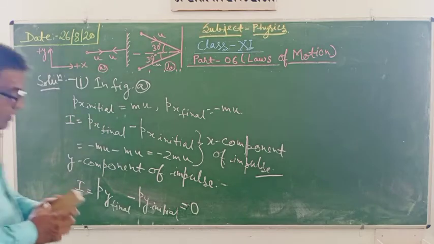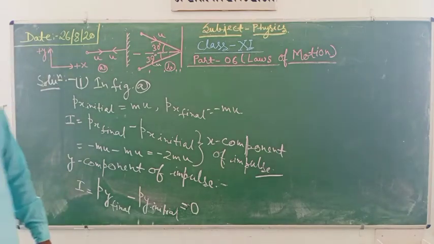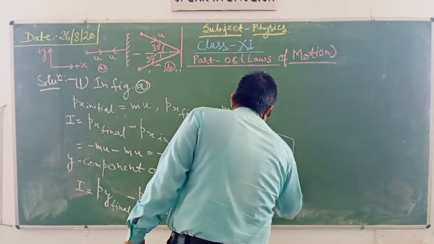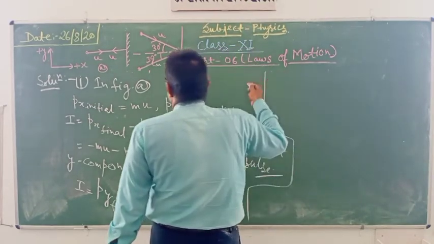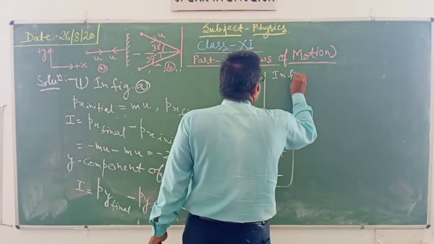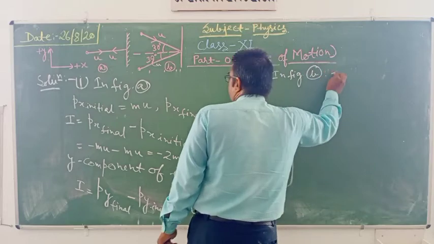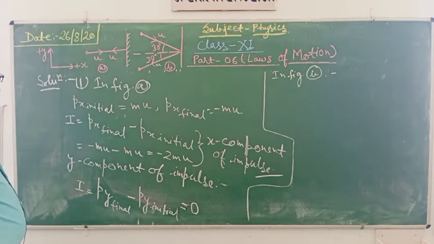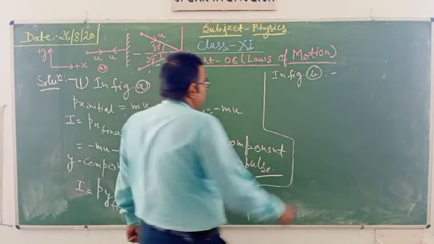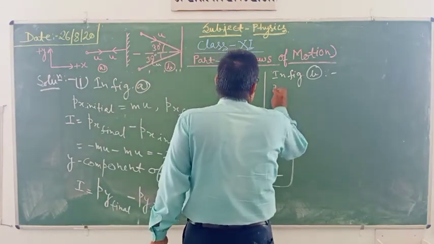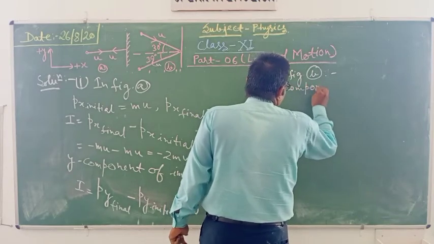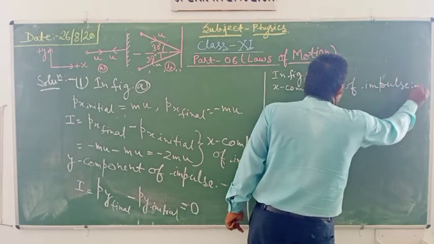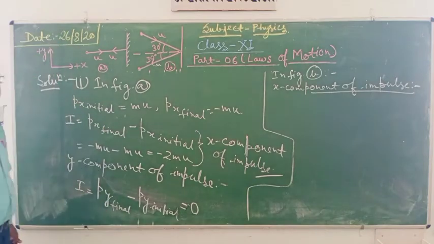Now we consider figure B. This is the first part only, and in figure B also we will calculate the x component of the impulse.